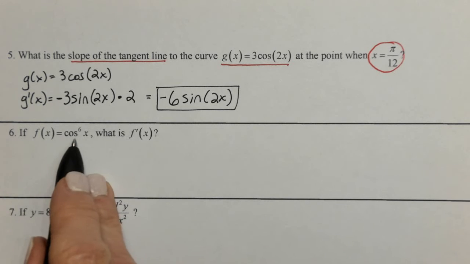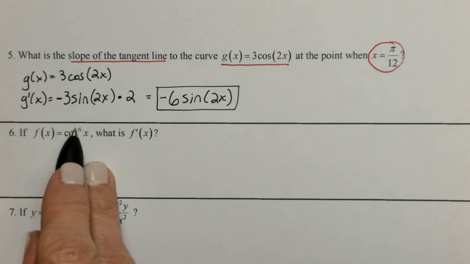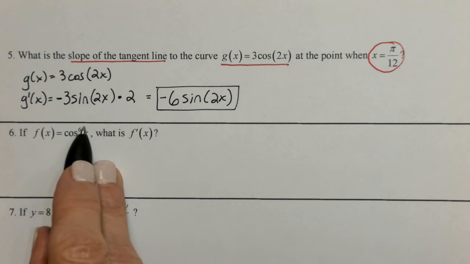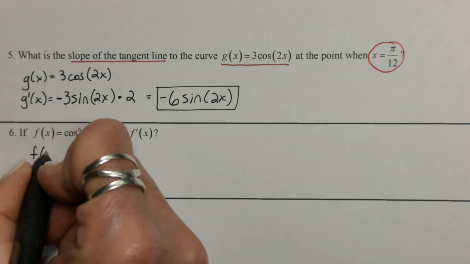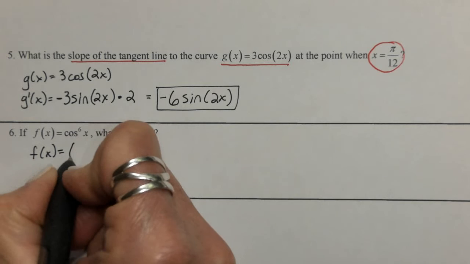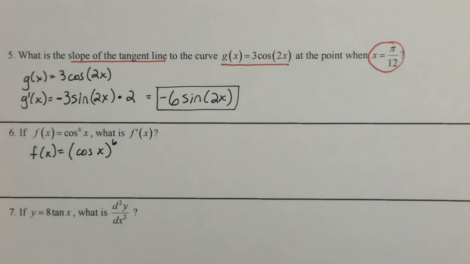Well, anytime I have a cosine or a trig function raised to a power that's not 1, any power that's not 1, I rewrite it. First thing I do is I rewrite it, at least in my mind, even if I don't write it on paper. In my mind, that's what I'm thinking.